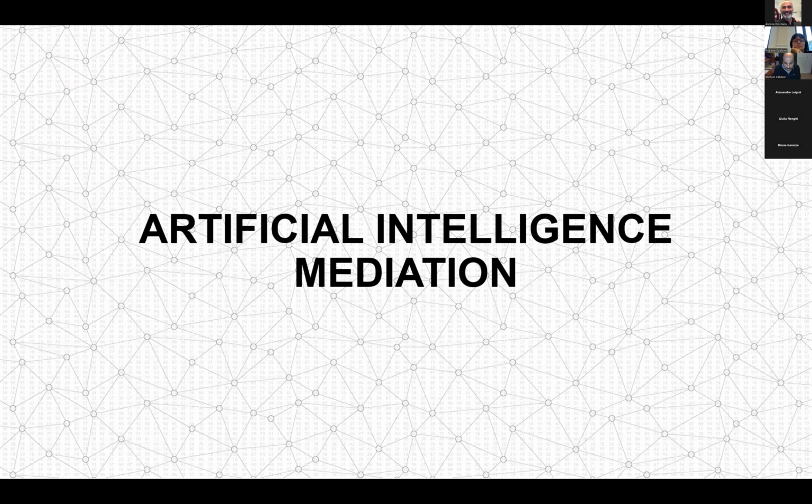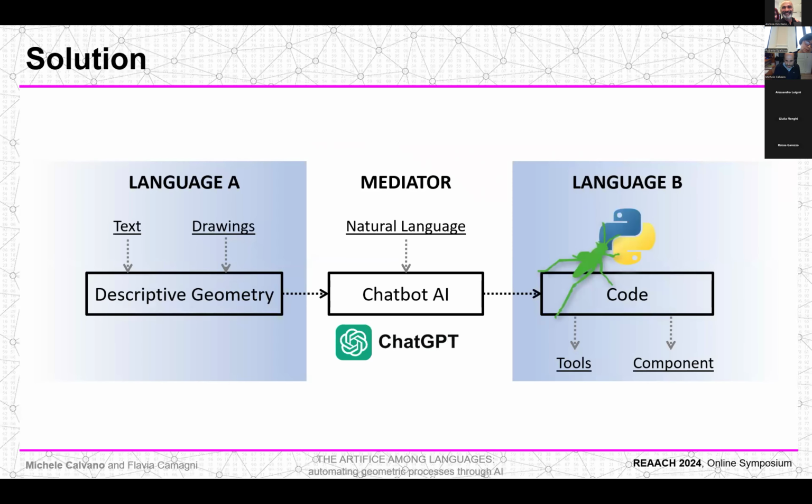Artificial intelligence can learn to program. There are many online apps that can help, such as ChatGPT, Gemini, Jasper, Cookie, Replika, and others. This presentation shows how to use ChatGPT to translate between geometric language and programming language.